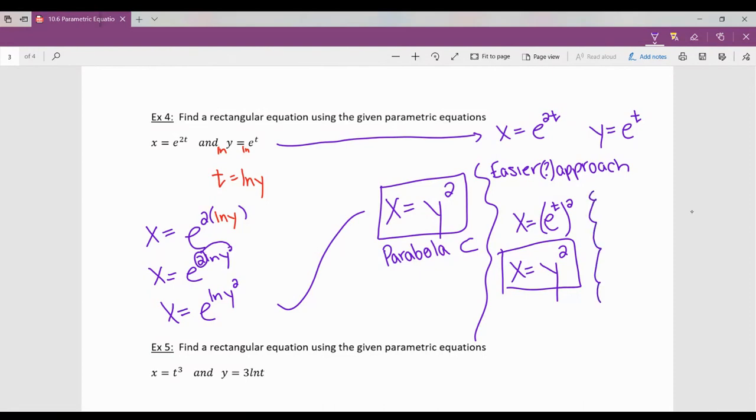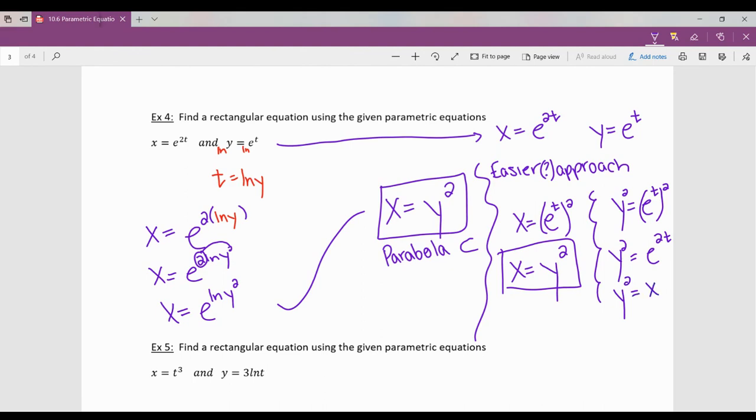You could have also looked at this another way. You could have said, all right, if I take y equals e to the t, and I want to get it so it says 2t, I can square both sides, and then I get y squared equals e to the 2t. e to the 2t is x, so y squared equals x.